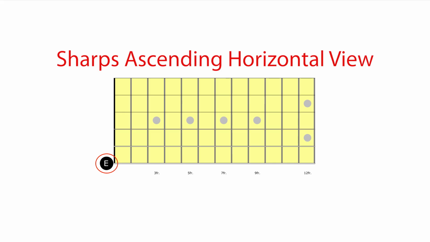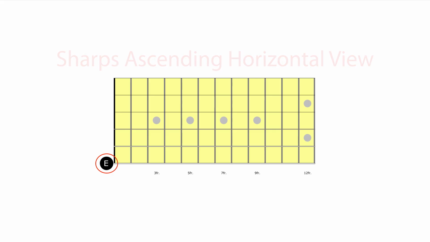Okay, so again, we're going to go up the neck, ascending, naming sharps, and down, descending, naming flats. Starting with our open E string again, we have E, going up 1 fret from E, we have F. Going up 1 semitone from F, we have F sharp. Going up in pitch from F sharp 1 fret, we have G.